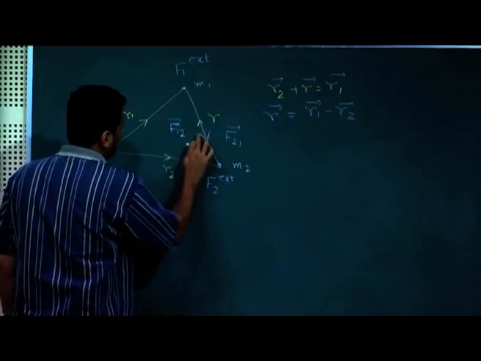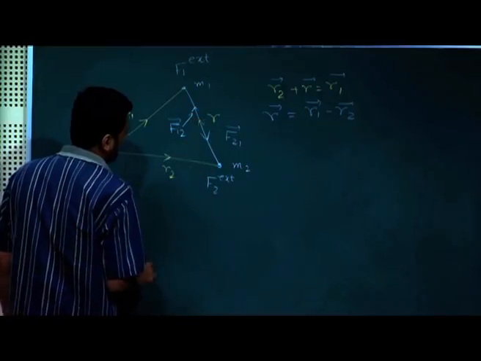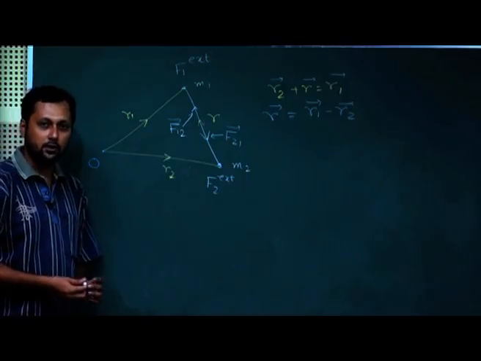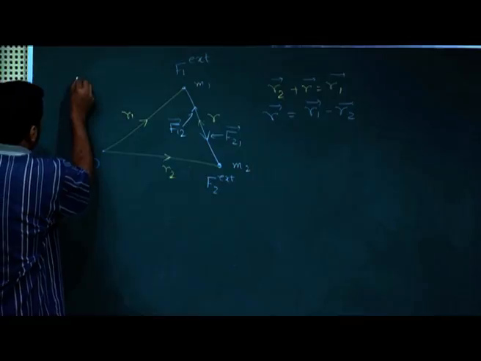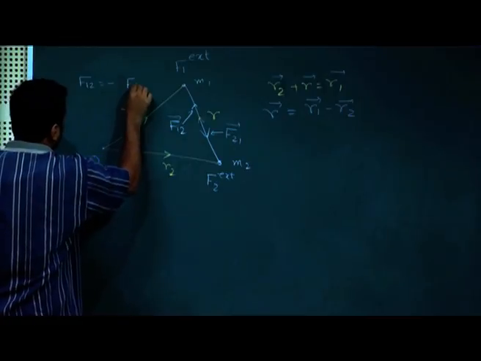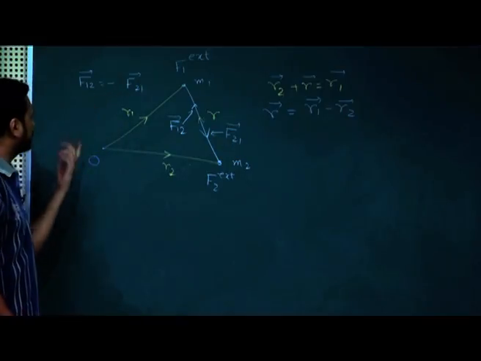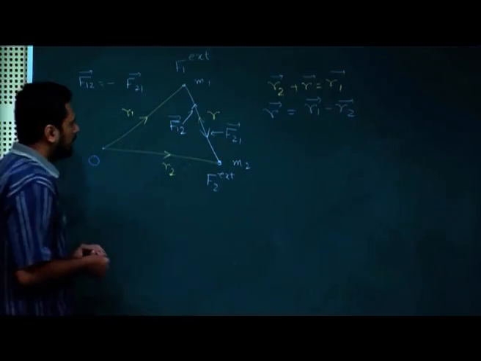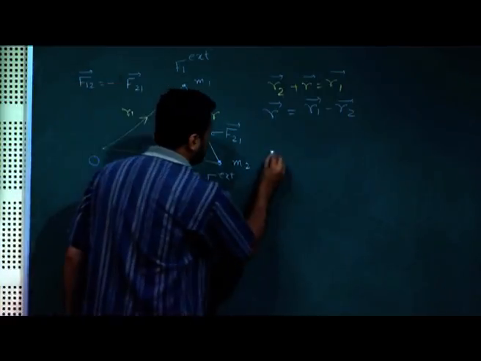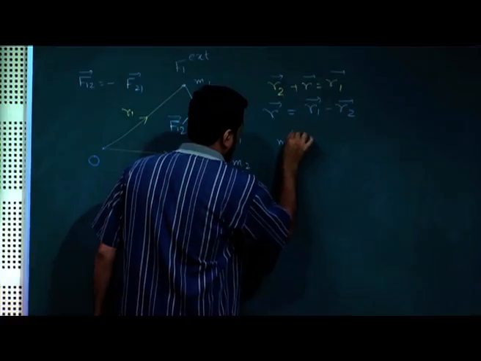So, F12 is acting in this particular direction. F21 is acting in that particular direction, but from Newton's third law of dynamics, we can immediately tell that F12 is equal to minus F21. So, these are vector equations. Of course, the magnitudes of these two forces are essentially equal. Now, if we try to write the equations of motion for these two mass points M1 and M2, what we get is M1 R1 double dot.